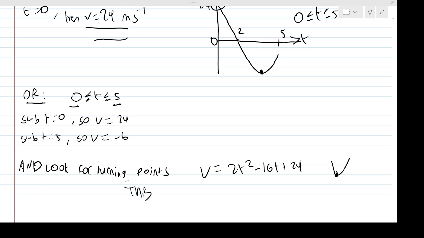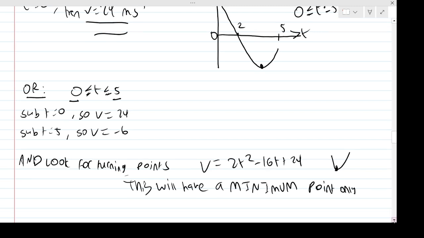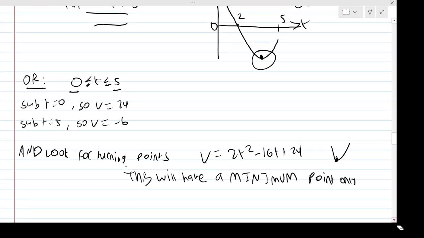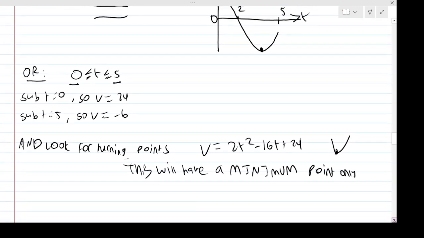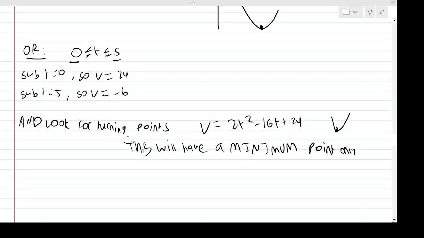So this will have a minimum point only, okay? Because the only turning point when it's a positive, as you can see here, is going to be a minimum point. So actually, the turning point is the minimum, and out of these two values, that's going to be my max. Okay, so the maximum value by default is v is 24. Okay, so you could do it that way as well.